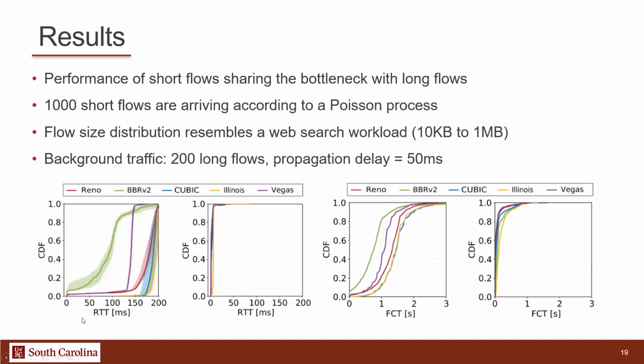We also assessed the flow completion time and the round trip time of the short flows. These were generated as well: 1,000 short flows. We specified their size to be from 10 kilobytes to 1 megabyte to resemble a web search workload. And we have 200 long flows running in the background with a propagation delay of 50 milliseconds.